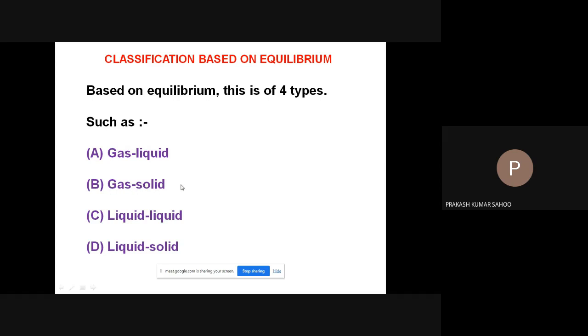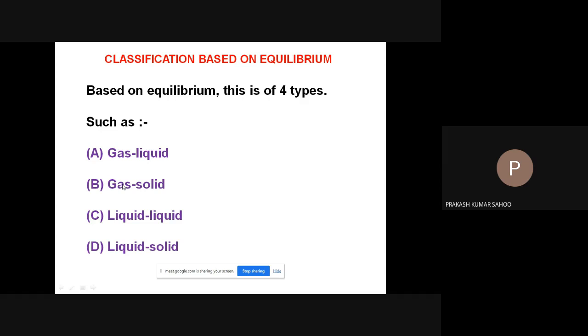And another phenomenon is the adsorption process, where the gaseous adsorbate are adsorbed on the surface of the adsorbent, that is the solid. That means the solid is the adsorbent and gases are the adsorbate particles. So this is also the phenomenon of adsorption. Then in chromatography, we have gas solid chromatography and exclusion chromatography. Both these chromatography belong to your gas solid equilibrium, which is the second type.